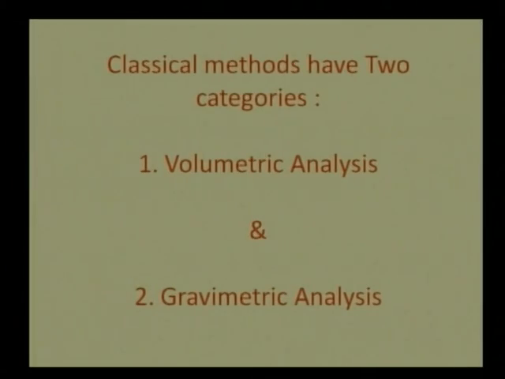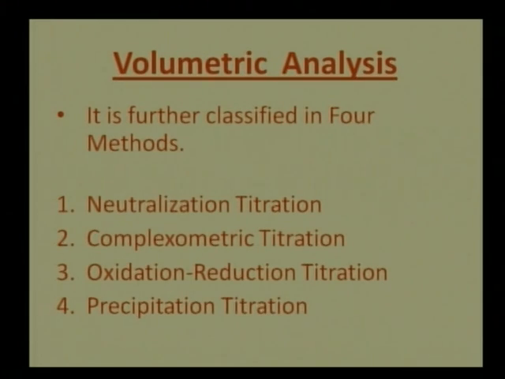Volumetric analysis is done by burettes, pipettes and an indicator. And gravimetric analysis is called ભારમાપક પૃથક્કરણ in Gujarati. In volumetric analysis, we have neutralization titration, complexometric titration, oxidation-reduction titration, which we call redox, and precipitation titration. There are 4 types of titrations.